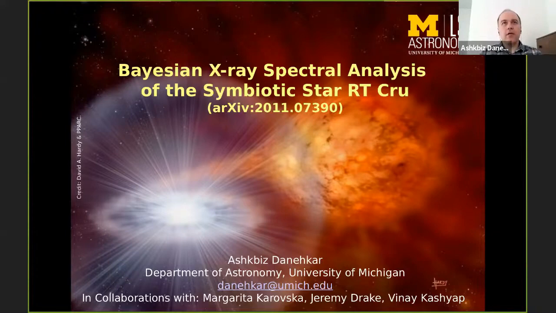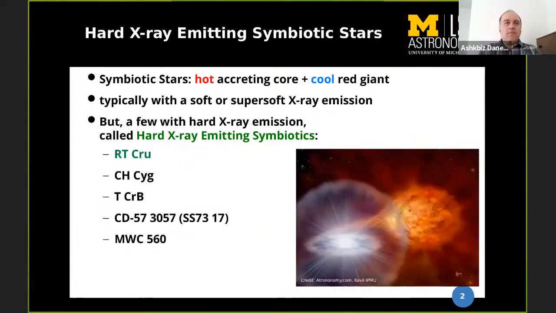Today I will talk about my recent study of the X-ray spectral analysis of the symbiotic star RT Cru, which was done using Bayesian MCMC methods. I did this work in collaboration with Margarita, Jeremy, and Bina at the Center for Astrophysics.